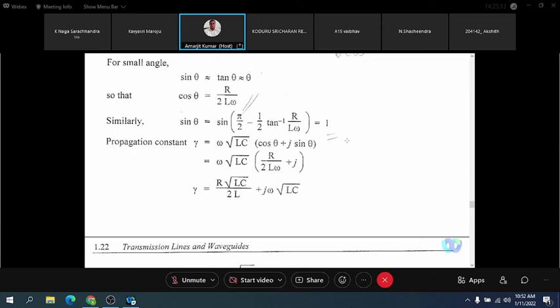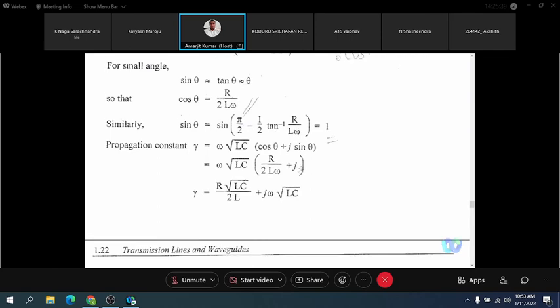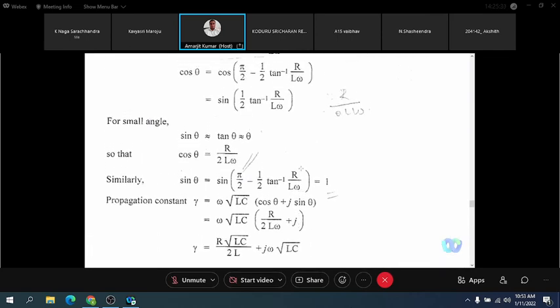Cos of a very small angle is basically what? Cos of 0 degree is 1. So it will be 1, plus j into theta. So omega root LC into 1 plus j R by 2 omega L. So cos theta and sin theta are done, and basically this is the gamma you are getting.